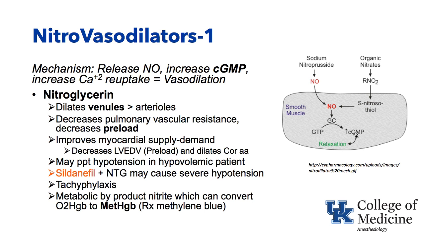Tachyphylaxis: administering nitroglycerin over long periods of time or in high doses can result in the requirement for increasingly higher doses. One of the byproducts of nitroglycerin is a metabolite, nitrite, which can oxidize oxyhemoglobin to methemoglobin, and methemoglobin can be gotten rid of by treating a patient with methylene blue. Or in most cases, you can stop the drug and it will go away eventually.